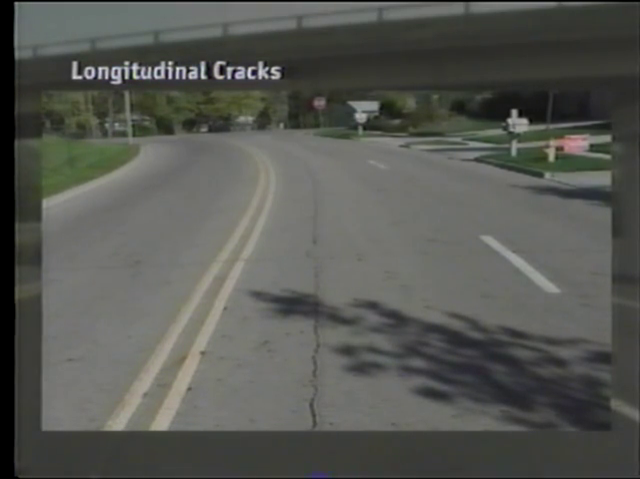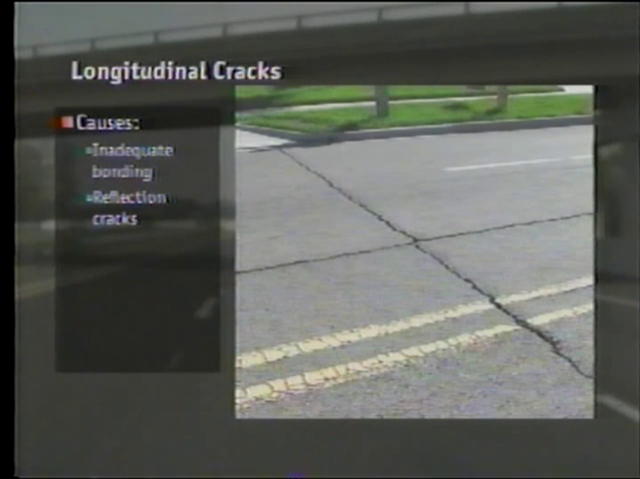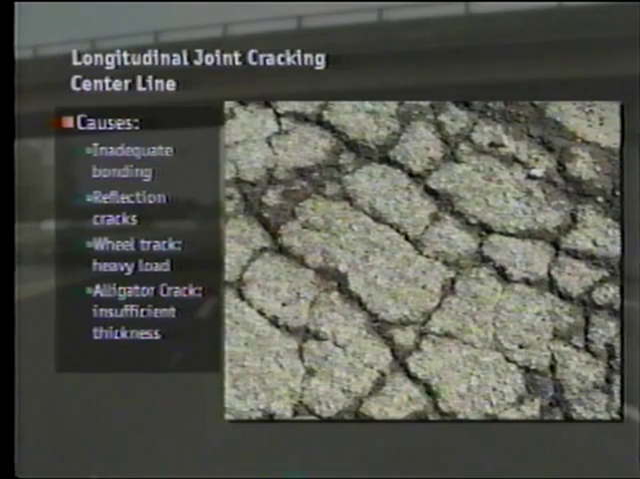Longitudinal cracks are cracks that run nearly parallel to the center line of the roadway. They can be caused by the deterioration of longitudinal joints formed during construction or by heavy loading in the wheel path. Longitudinal cracks caused by construction joints are a result of inadequate bonding between paved lanes or reflections of joints in underlying pavement. Longitudinal cracks in the wheel paths due to heavy loading are commonly called wheel track cracking. Severe cracking in the wheel path is also known as alligator cracking.